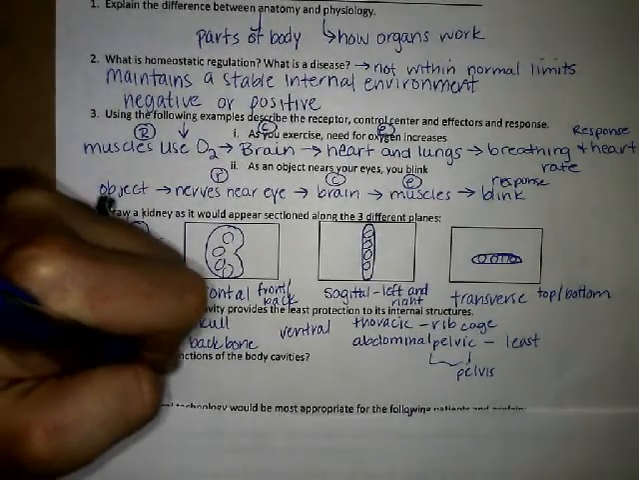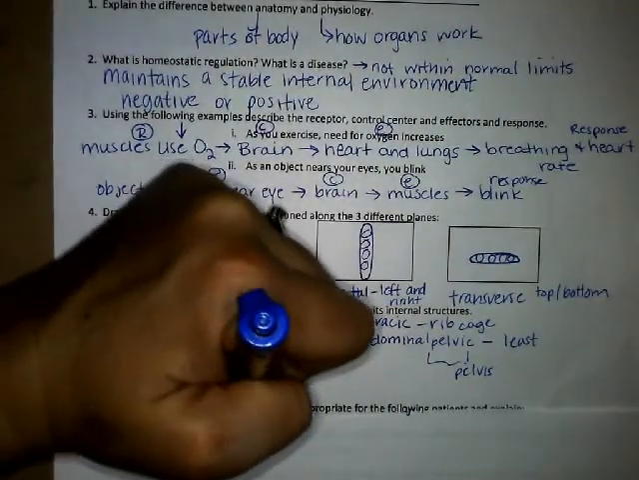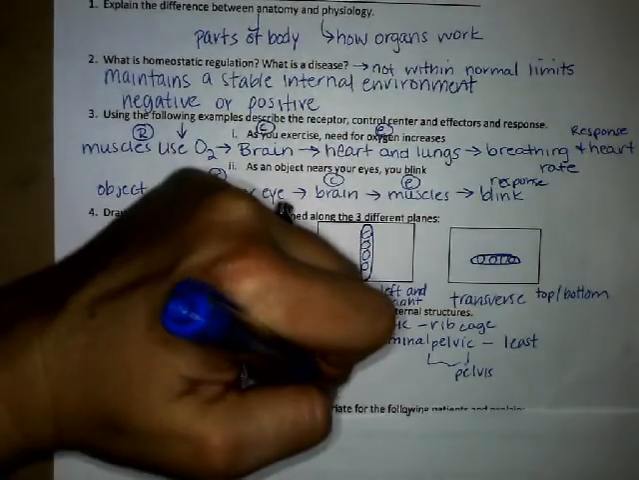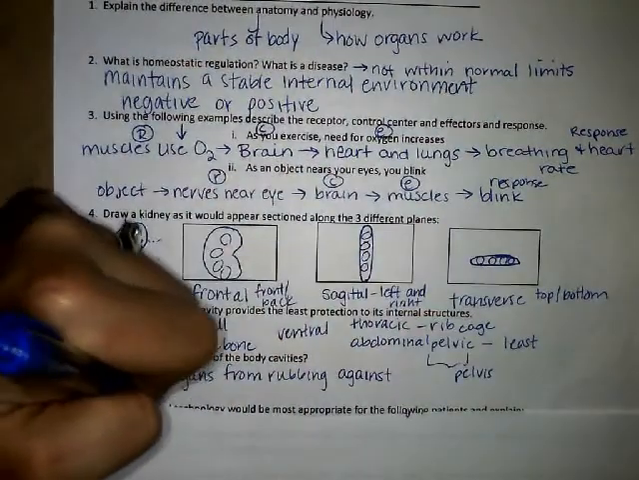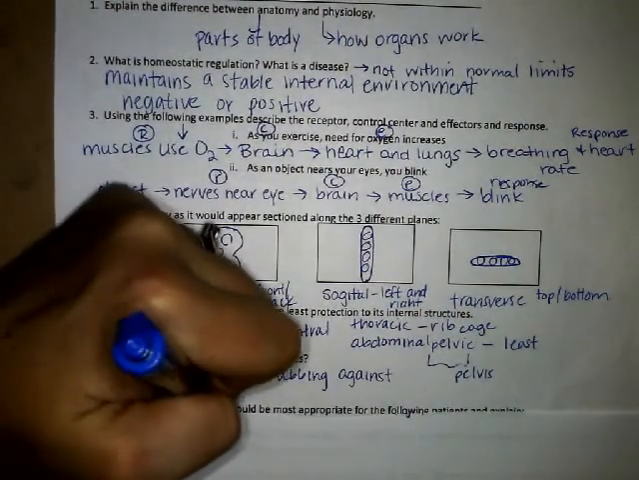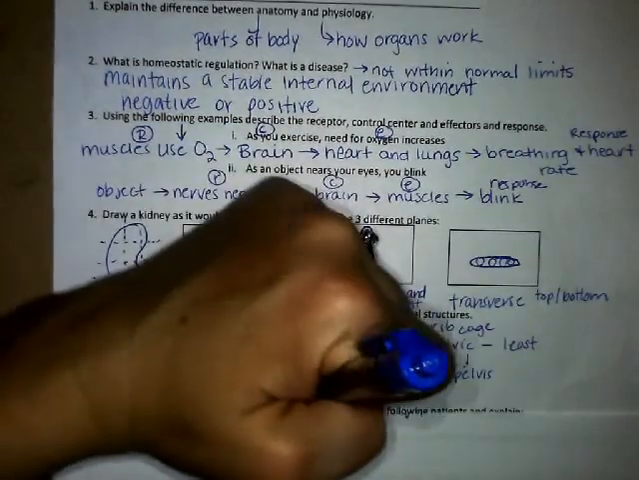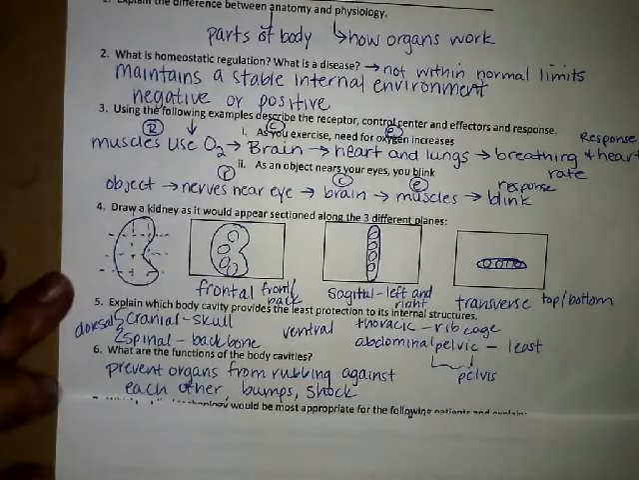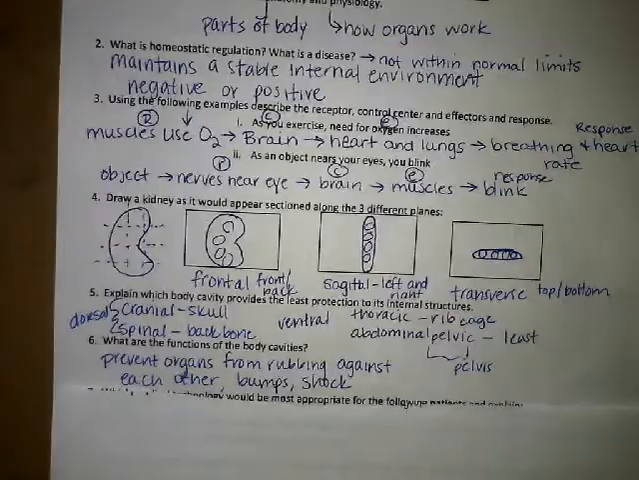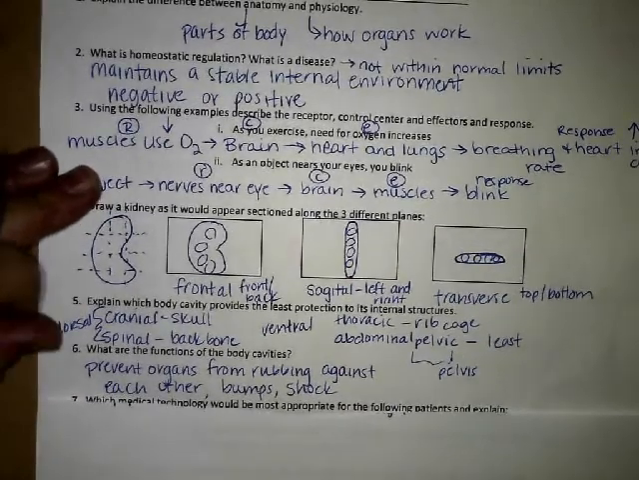And to kind of tie into that question, the function of body cavities is to prevent organs from rubbing against each other, and from bumps and shock as you move around throughout the day. So they're kind of like membranes that protect all of your organs on the inside of the body.